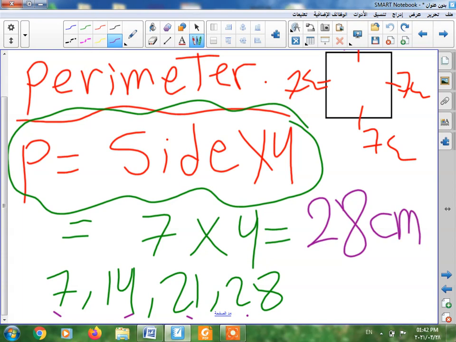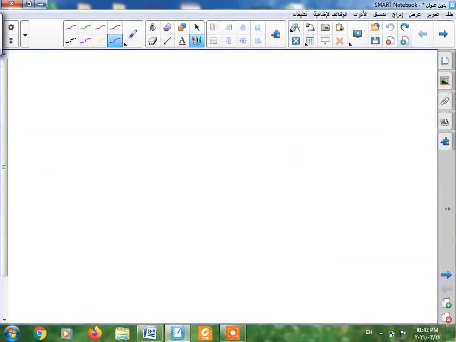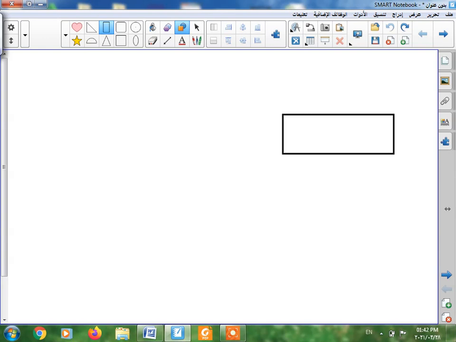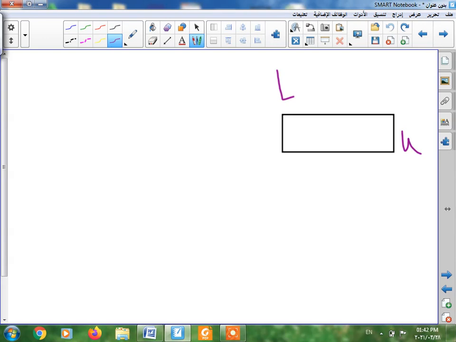This is the square. Come here, the rectangle. How do we find the perimeter of a rectangle? The rectangle has what? 2 long sides and 2 short sides. The long side is the length and the short side is the width.